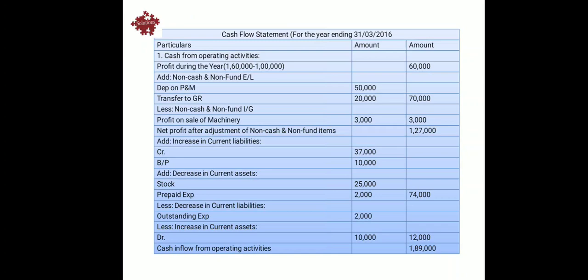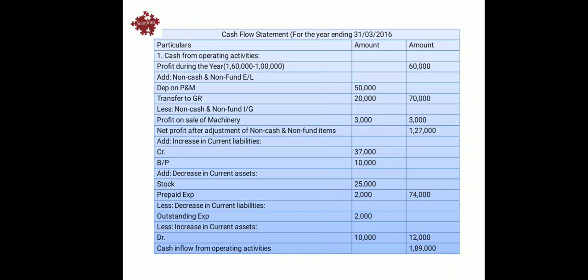and in this we need to add non-cash and non-fund expenses or losses. While discussing the question, I have already told you which were the non-cash or non-fund expenses or losses, so just try to recall that. Depreciation on plant and machinery is definitely a non-cash item, and transfer to general reserve is also a non-cash item. So only these two were the non-cash expenses or losses. Adding these two and writing the amount in your outer column, 70,000.